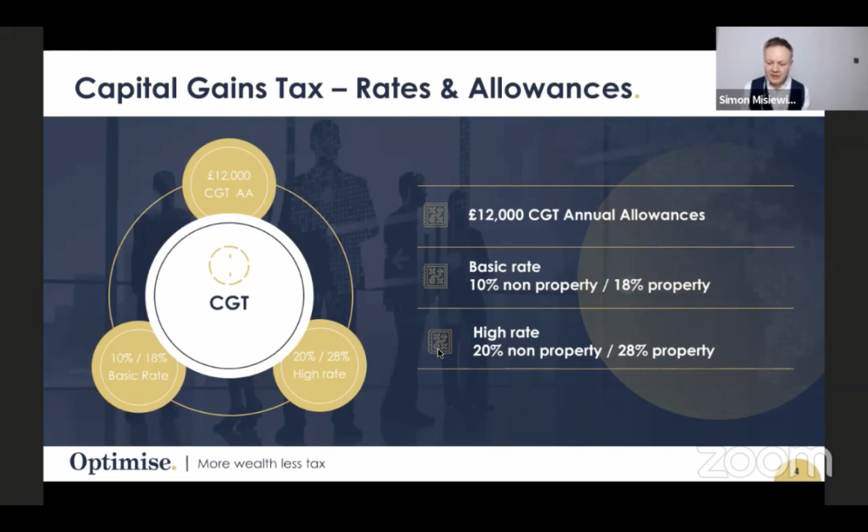Basic rate taxpayer, you'll notice that we've got two different levels now. The government have penalized property investors yet again. So basic rate taxpayers will have a 10% CGT tax for non-property items and 18% for property. And high rate taxpayers will have 20% for non-property stuff and then 28% on property stuff.